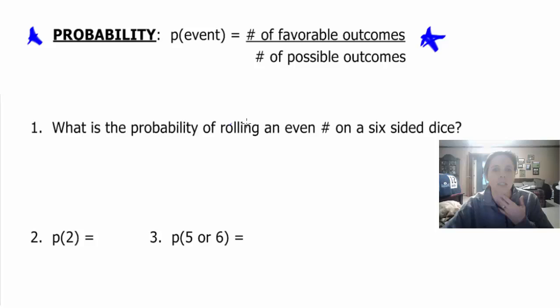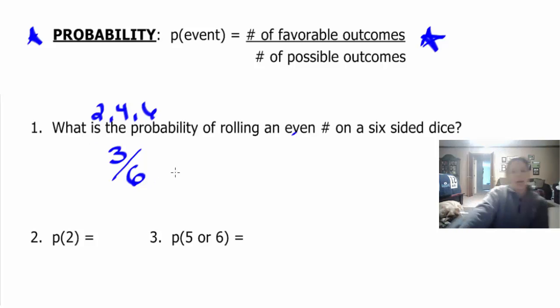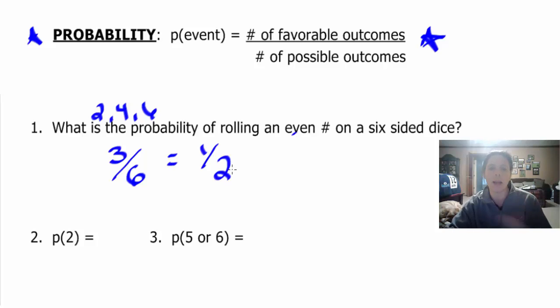What is the probability of rolling an even number on a 6-sided dice? On a 6-sided dice you have 1, 2, 3, 4, 5, 6. The only even numbers are 2, 4, and 6, so there's 3 possibilities out of the total number of outcomes, which is 6. 3 out of 6, and you need to reduce it, so the probability would be 1/2.